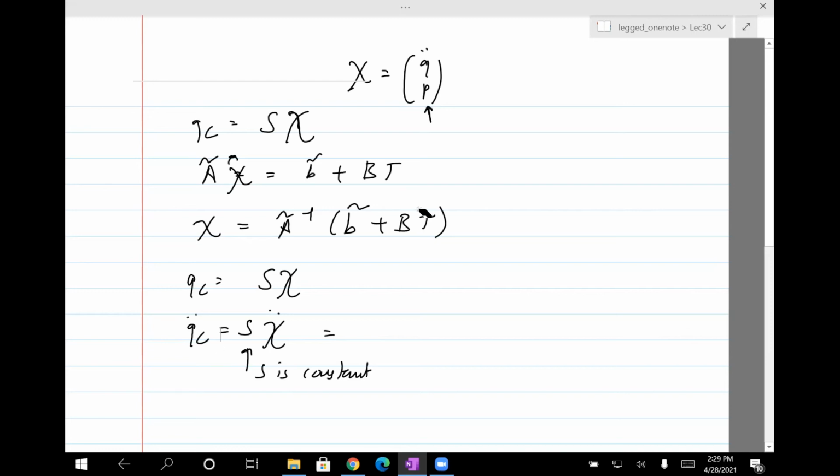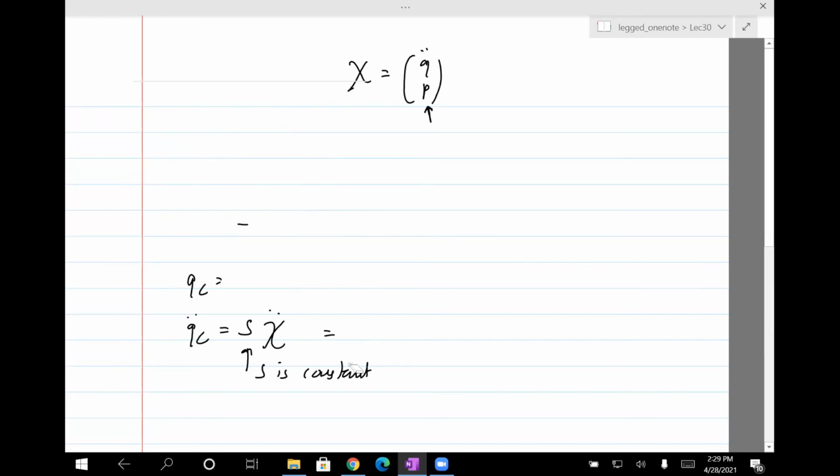Well, this is a confusing element. Let me just rewrite this. It's all correct, just that I have my notation all messed up. So I wrote down AX equals B tilde plus BT. That's correct, where X is Q double dot P. Okay.